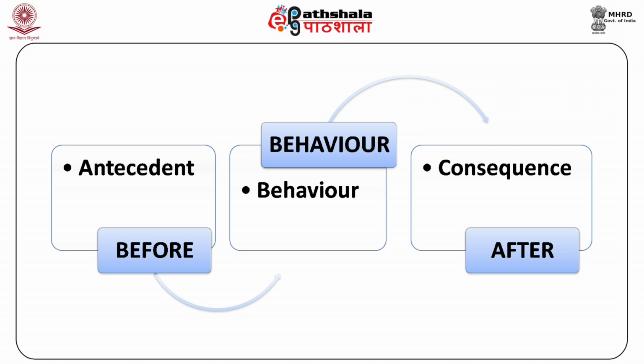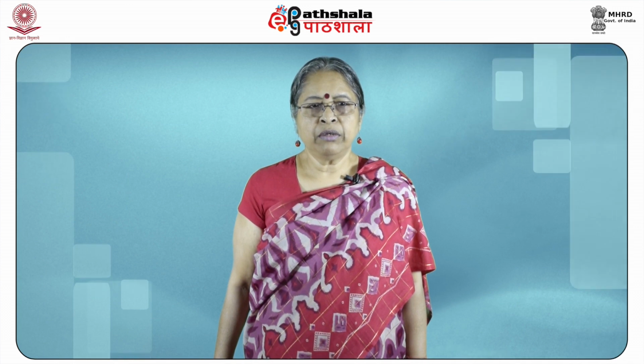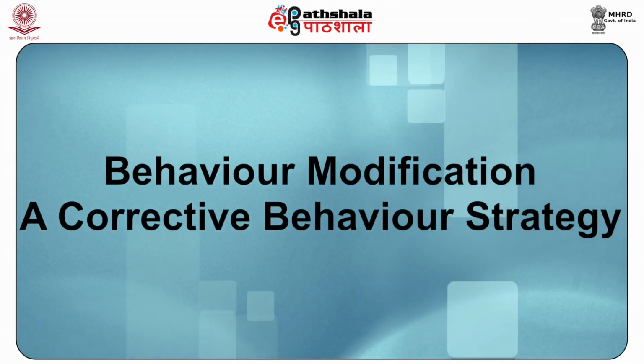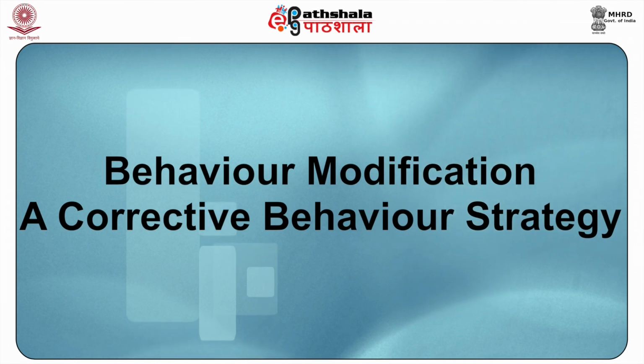Ante means before. The antecedent occurs before the behavior while the consequences occur after the behavior. Imagine if all the behavior could be explained by these three simple boxes: antecedent, behavior, consequences. How simple it would be to change, manipulate or control your behavior or someone else's behavior. Behavior modification, a corrective behavior strategy.